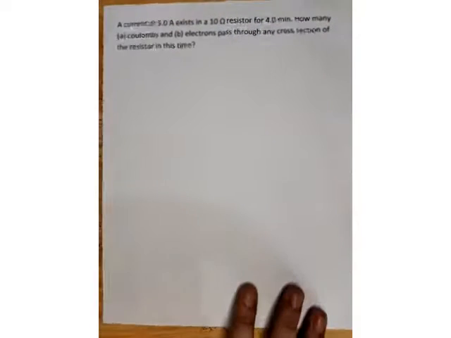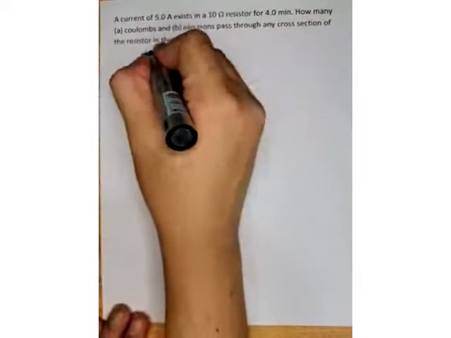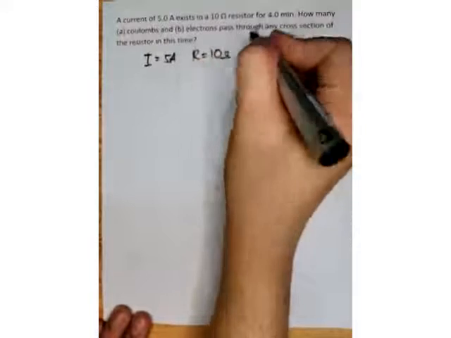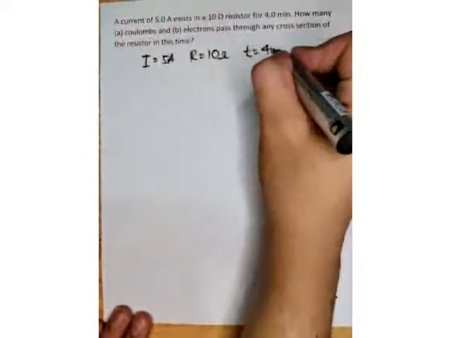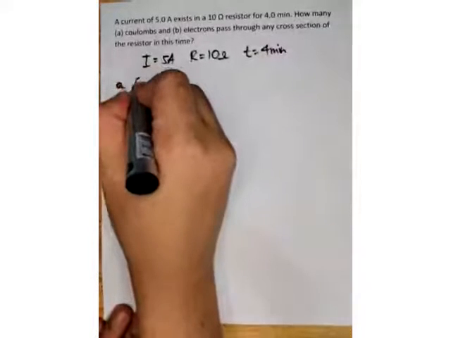Ayan. So, a current of 5 amperes exists in a 10 ohm resistor for 4 minutes. How many coulombs and electrons pass through any cross-section of the resistor in this time? So, ang given natin, a current is 5 amperes, resistance is 10 ohms, and the time is 4 minutes. Una, ang hinahanap natin is the charge. So, what is the total charge? Now, how is charge related to the given?